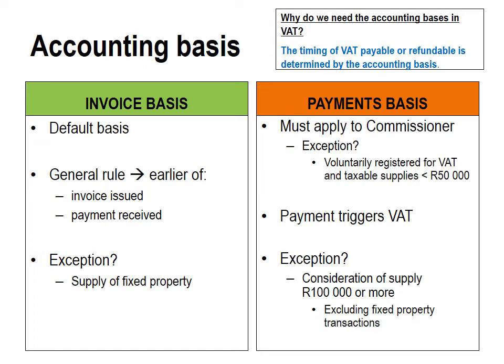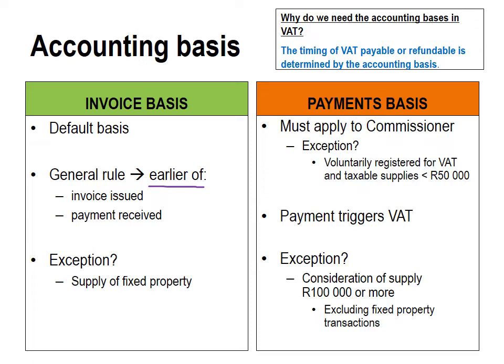basis, or if they are voluntarily registering for VAT, but the value of their taxable supplies hasn't exceeded 50,000 Rand yet. So for invoice basis, our general rule is that we work on the earlier of invoice issued or payment received. The exception to this is the supply of fixed property, which we will be having a look at later.